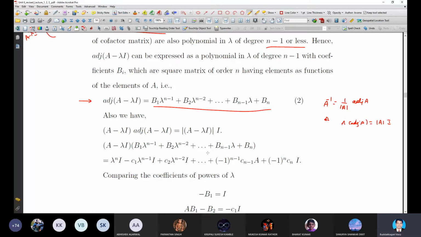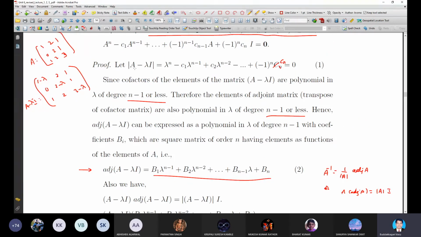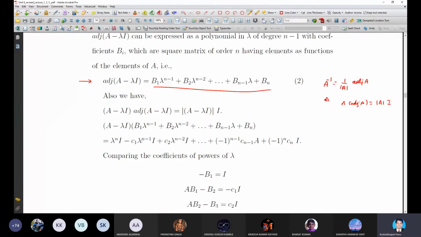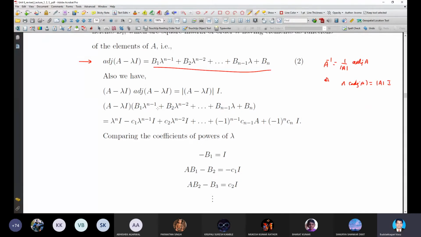That is A minus lambda I, and adjoint of A minus lambda I will be a matrix polynomial that we have substituted here. That is equal to, we know, determinant of A minus lambda I. That is the characteristic equation we already expressed in equation 1. Determinant of A minus lambda I is lambda power n minus C1 lambda power n minus 1, into I, since we are multiplying with the identity matrix, plus C2 lambda power n minus 2 I, and so on, up to minus 1 whole power n Cn I. Right? This is the equation we have drawn.